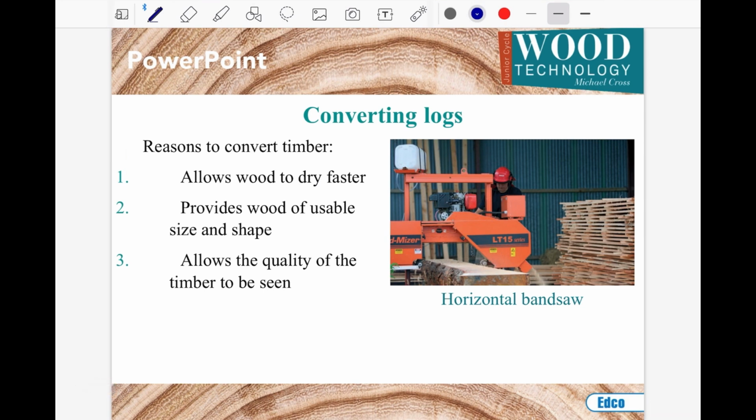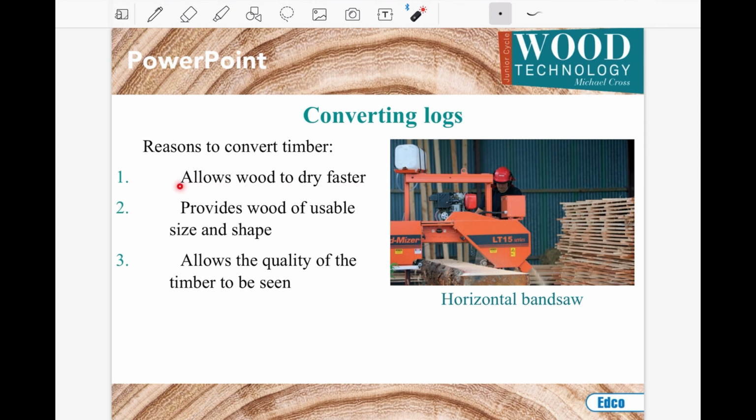Okay, so in this slide, we have reasons that we need to convert timber. But over here in the photograph, and this is important, I have shown you videos like this before. This is a horizontal bandsaw, which is taking a timber tree trunk and passing that saw across the timber in order to cut it into timber of more usable size. Conversion. Now, why do we want to convert timber?